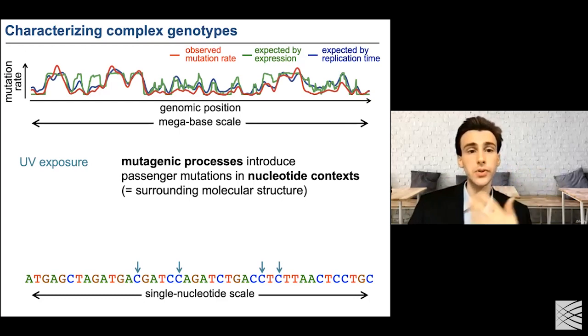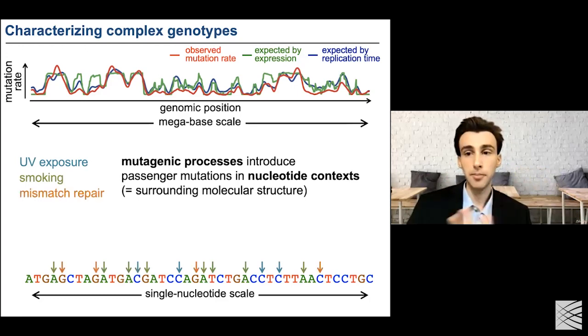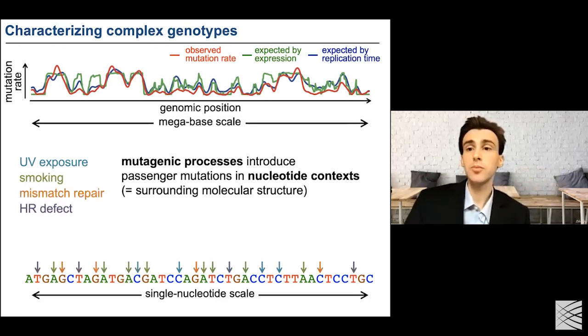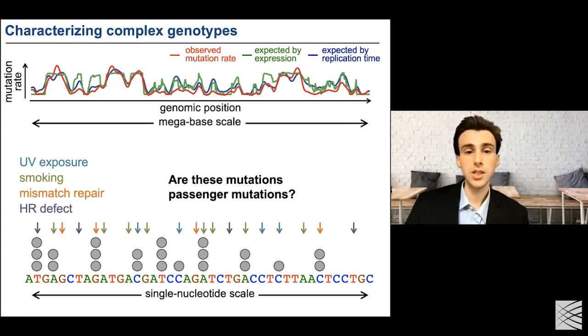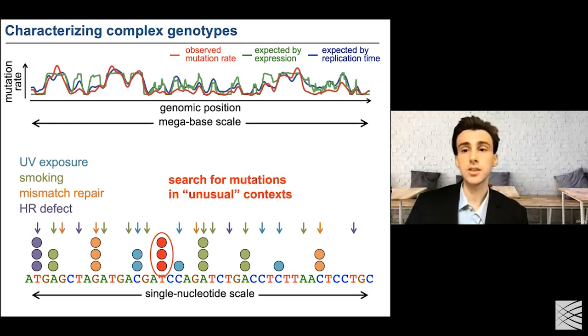So basically what you would do is first come up with those signatures that you already know, which create passenger mutations in certain contexts. And you'd try to associate every individual mutation with one of those processes. So to decide later whether these mutations are drivers or passengers, you assign them to one of those mutagenic processes, and particularly look at those mutations that deviate from this process, i.e. those mutations where you didn't find a matching background process. And those mutations we termed unusual nucleotide contexts.